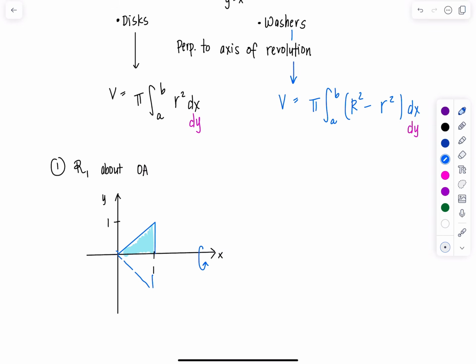And then let's think to ourselves, if we're spinning this way, our cross sections are going to be perpendicular, or we're slicing perpendicular to the axis of revolution. So we're slicing this way. Okay, very good. So let's draw a typical slice here. And you can see it's solid all the way through, right? So I have a disc, not a washer. And since the slices are moving in the x direction, I'm going to integrate with respect to x.